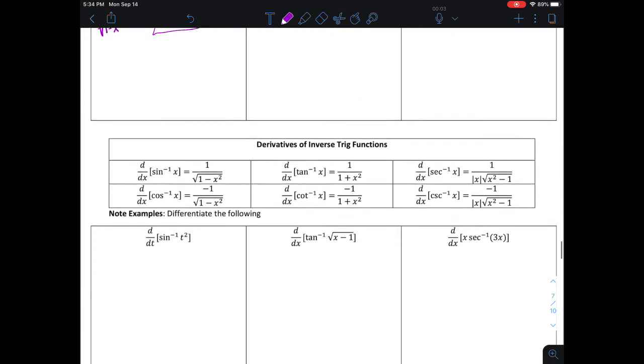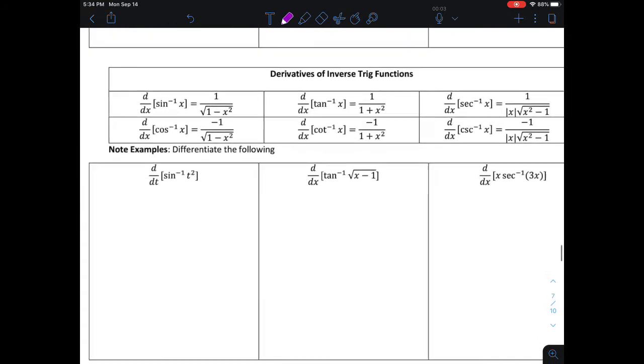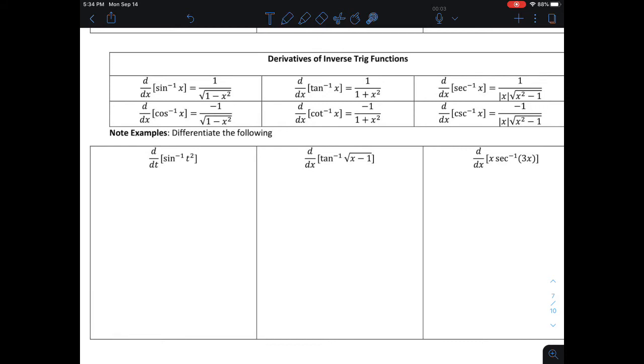And what you'll notice when you compare their derivatives is that the difference between inverse sine's derivative and inverse cosine's derivative is just a negative. Same thing with inverse tangent and cotangent: cotangent's is negative, and inverse secant and inverse cosecant, the cosecant's is negative. An easy way to remember this: all of the cos are negative. Cosine, cotangent, cosecant have negative derivatives for their inverses.